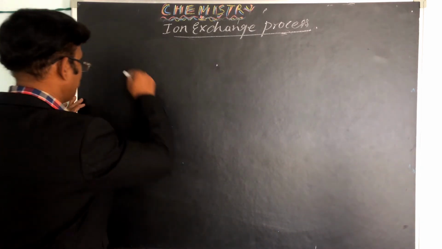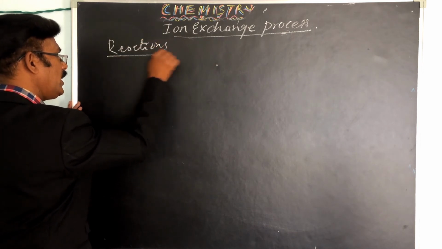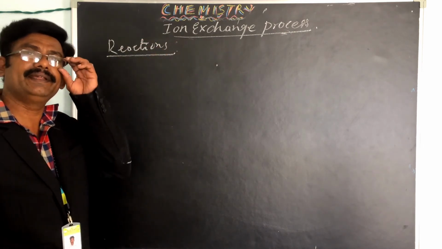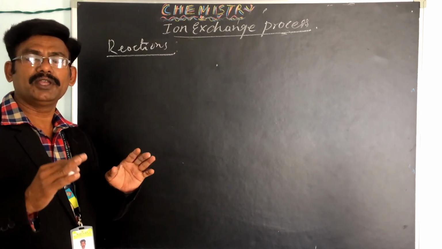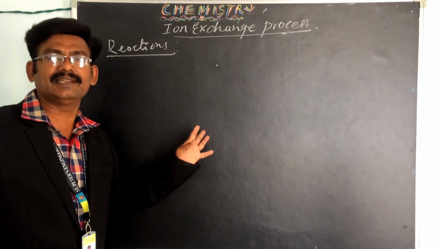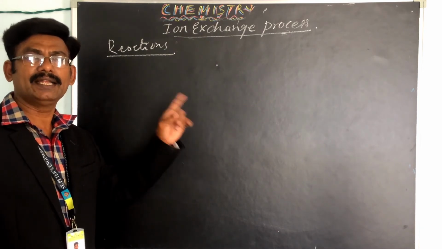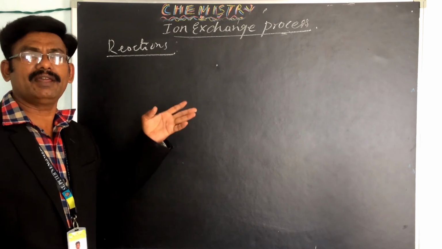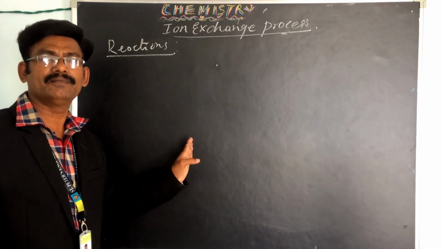Reactions are important, more important than the theory. Okay, diagram, please draw the diagram. It's very important. If you draw the diagram, you will get the marks easily. Then whatever the process is, you have to write it. Diagram and reactions are very, very important. Without reactions and without the diagram, we will not get marks anytime.